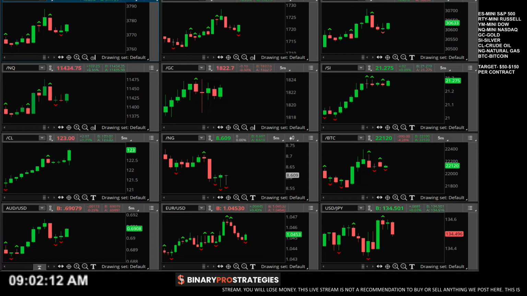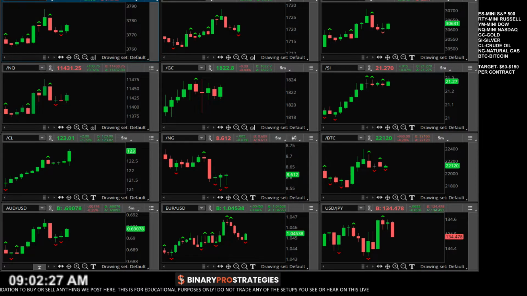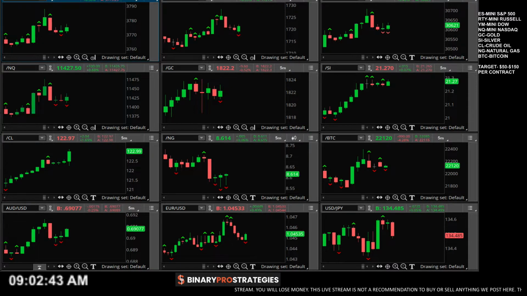With the indices and the commodities, we're going to be using Einstein. That is a formula that provides us with a specific entry point, a profit target, and a reversal, which means that if we don't hit our profit target and we hit the reversal price, we will reverse and go in the other direction, and then it will provide us with a new target. On the currencies, we're going to be using one of five patterns that we teach in our core package. And those trades usually last between 4 to 5 minutes.